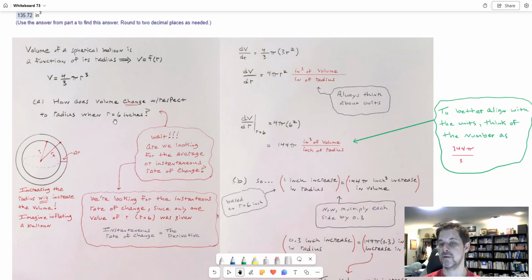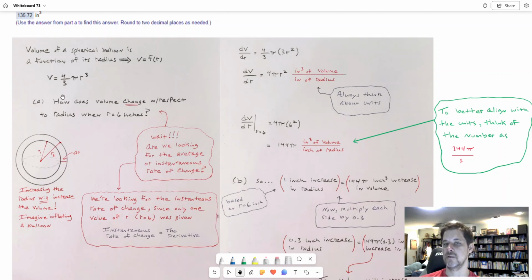What's the derivative when R is 6? Now, how that will answer our question here. I drew a little picture. I'll try to get you to imagine what's going on. It is true that increasing the radius will increase the volume. Imagine inflating a balloon. Both of those things happen. As you inflate a balloon, the radius gets bigger and the volume gets bigger. And here, the derivative will allow us to investigate how that happens.